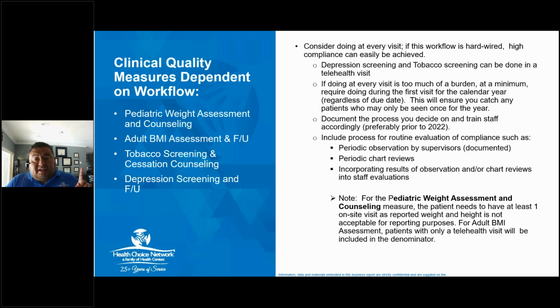Quick note for the pediatric weight assessment and counseling measure: the patients need to have at least 1 on-site visit. As reported, weight and height is not acceptable for reporting measures. For the adult BMI, they actually made an exception. If they only have a telehealth visit during the reporting period, they will fall out of your denominator, but that is not the case for pediatric weight assessment, so it's very important. Next slide, please.